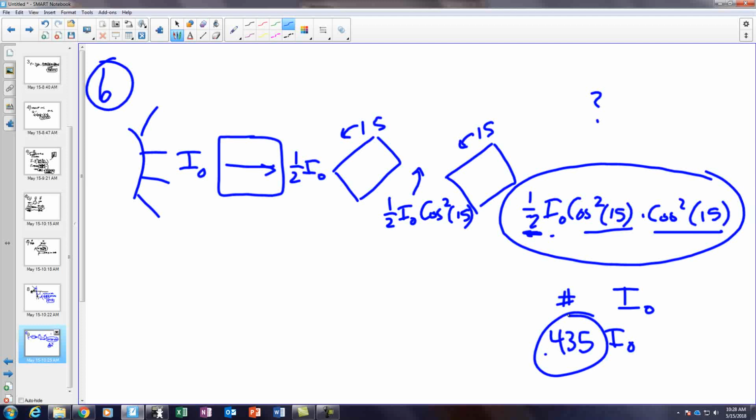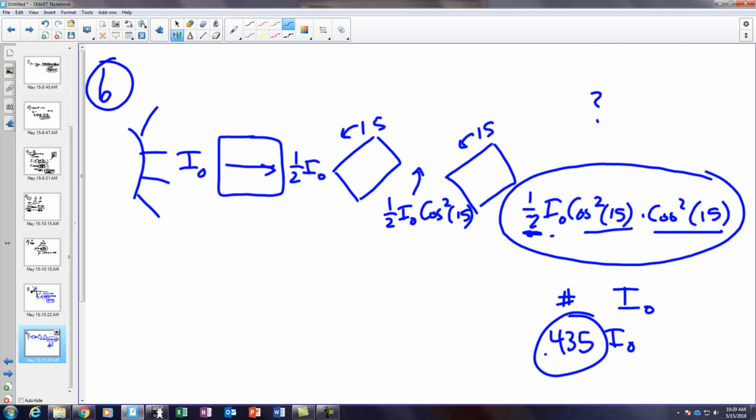As a side note, if the angle is the same the whole way, we just keep multiplying by the same value over and over again, right? Be careful. If the angles are not all identical, you have to make sure that you multiply by the cosine squared of that angle, then the cosine squared of whatever the next angle is. Be careful that you do it correctly that way.